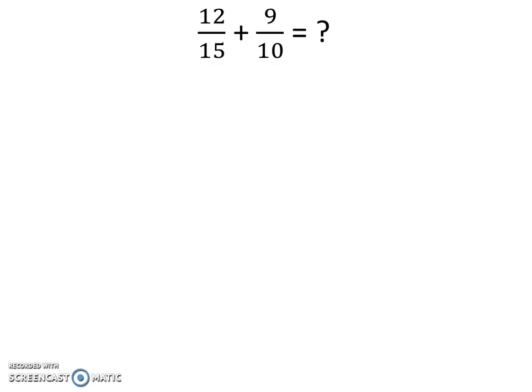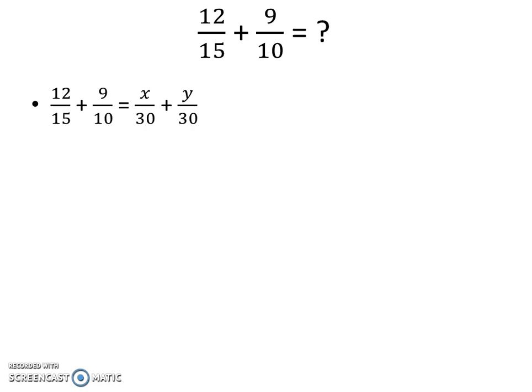So here we have an example of two fractions that have different denominators and we want to add them. So first we think, well, what is going to be a common denominator for 15 and 10? On the previous page we could use 150, 30, or 60. I chose to use 30 because it was the smallest.